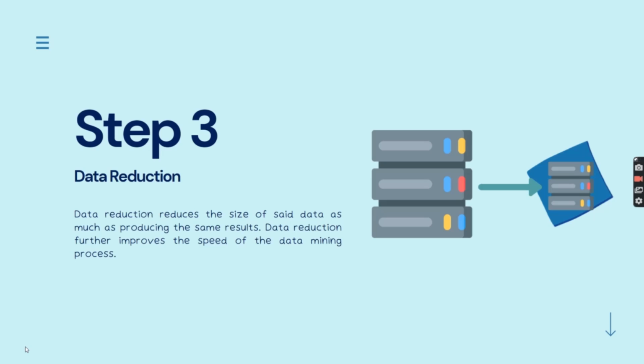Third would be data reduction. Since number of raw data that would be used in data mining is huge, the size of it would be large as well. Data reduction reduces the size of said data as much as possible while producing the same results. Data reduction further improves the speed of the data mining process.